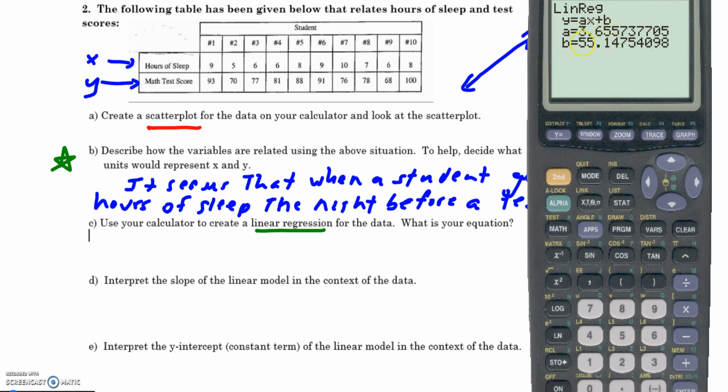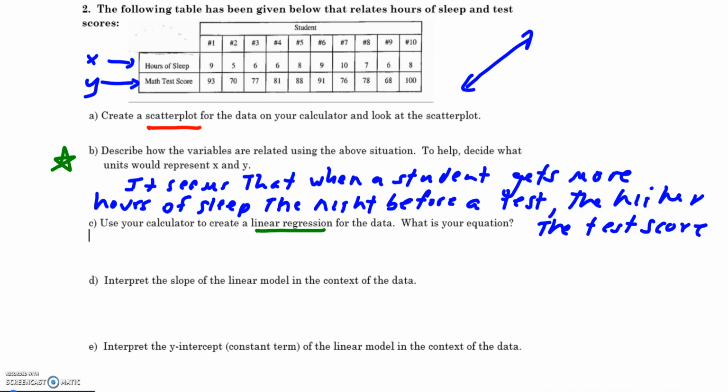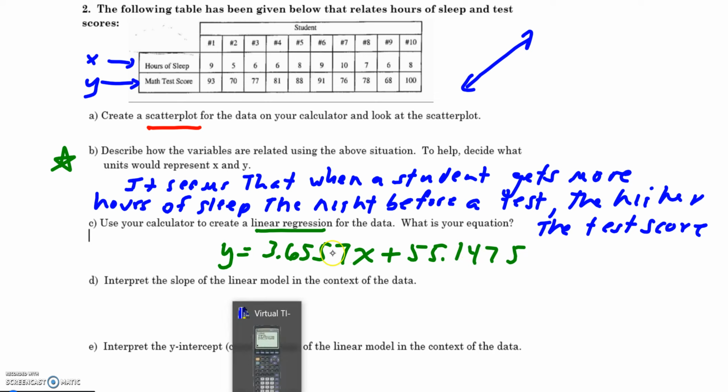So A is my slope and B is my y-intercept, which means my equation would be y equals, let's do a little bit of rounding, 3.6557x plus 55.1475. Notice I kept a good significant amount of digits because the more that I round, the more off my answers are going to be. So I would keep a decent amount of decimals.